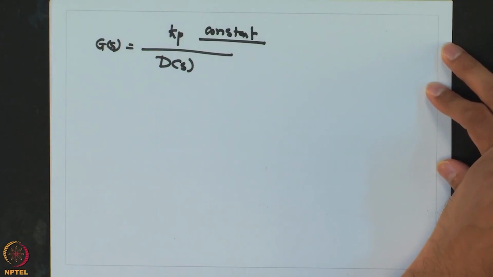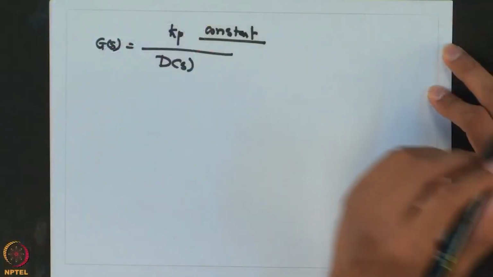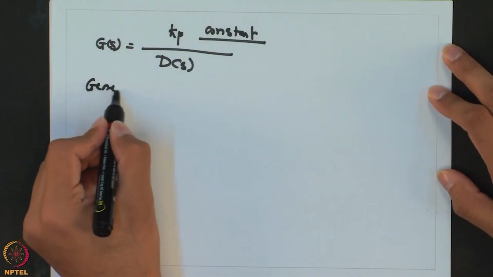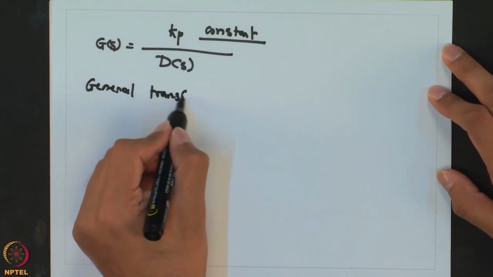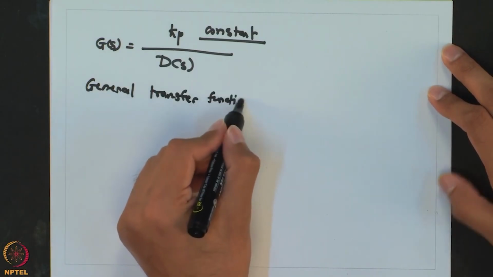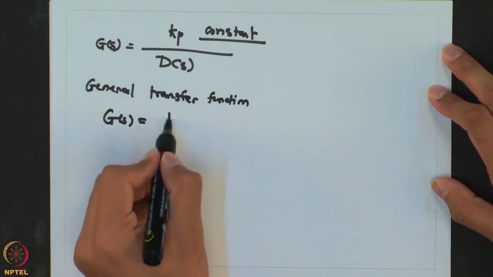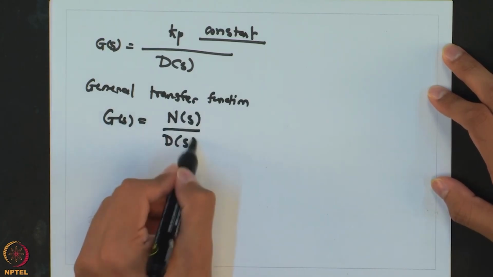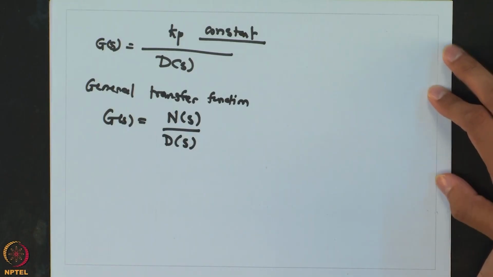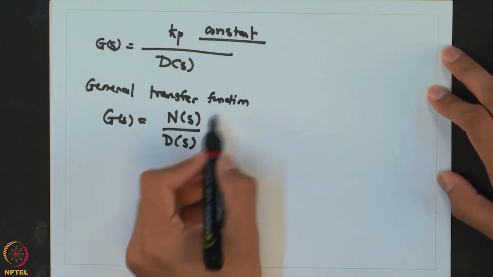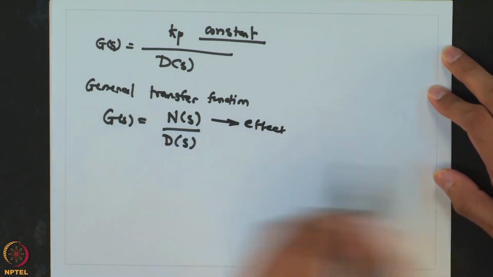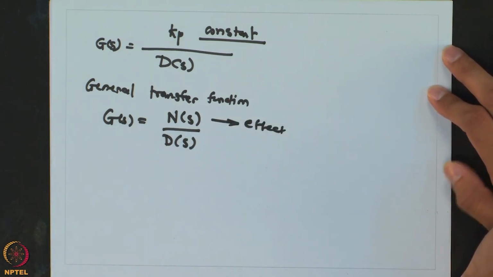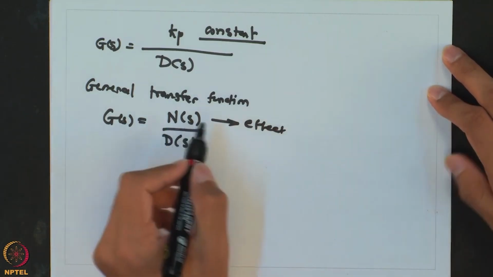But there are some examples of systems, and most of those cases come when we have a controller which is combined with the system, where the numerator need not be independent of S. So a general transfer function will be of the form N(s) over D(s), where N(s) and D(s) are polynomials in S. So in this lecture we will see what effect this N(s) has on the dynamics of the system when it is a function of S.